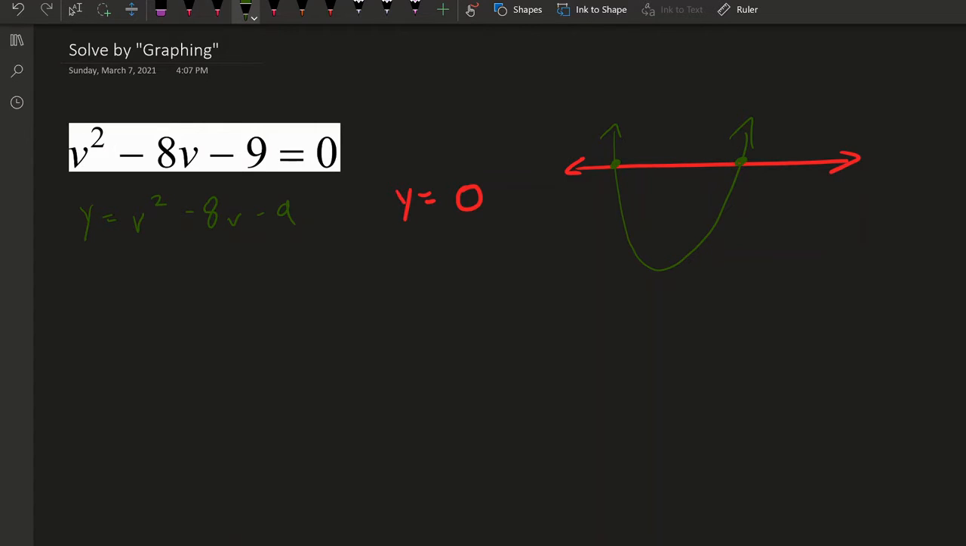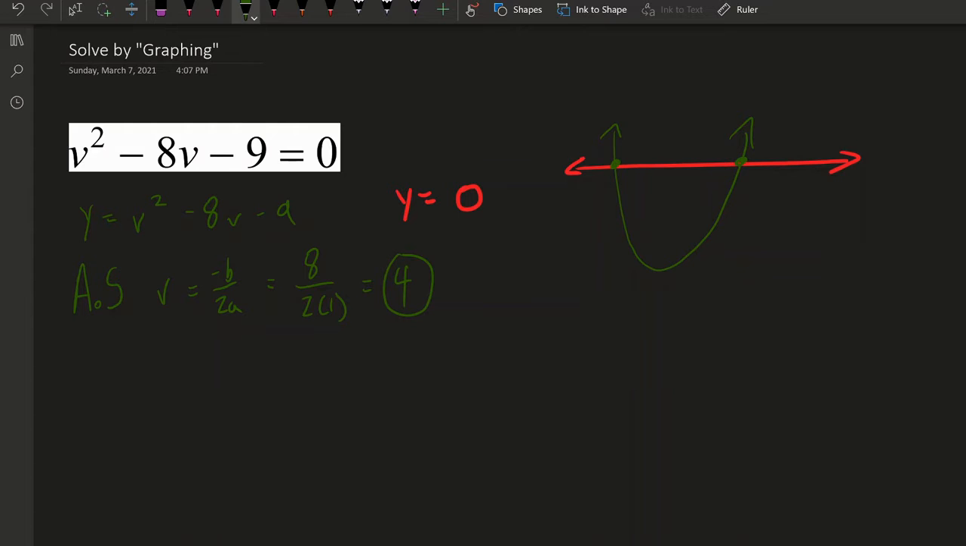So first thing I want to do is find the axis of symmetry, formula being x equals negative b over 2a, and again instead of x I can just say v. It's the same thing. So negative b would be positive 8 divided by 2 times 1. Answer would be 4.